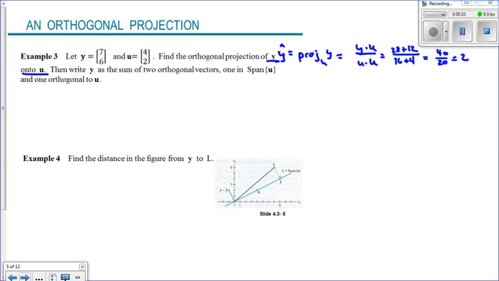Okay, now that's not the y hat. That is the scalar, which is just the ratio of dot products. So I need to have this times u to get the projection. So 2u is the projection. The y hat is actually the vector, and the 2 is the multiple of u that gives it. Now I want to write y as the sum of two orthogonal vectors, one that's in the span of u, which this one is.